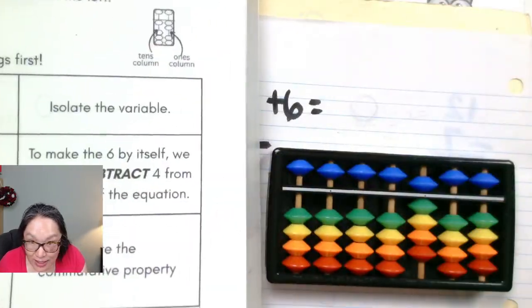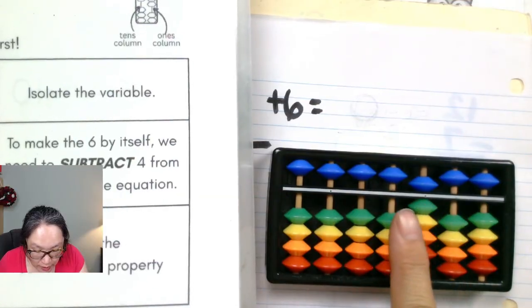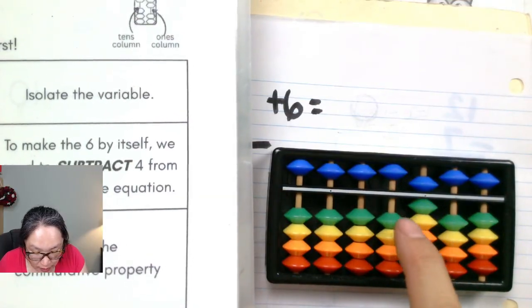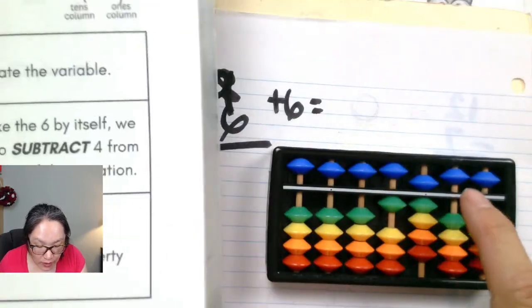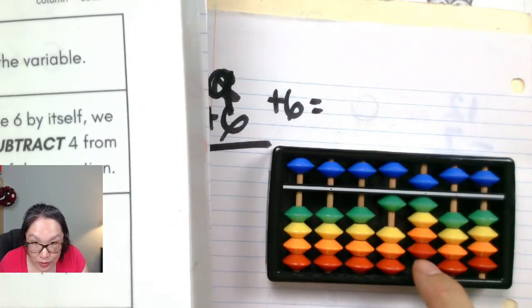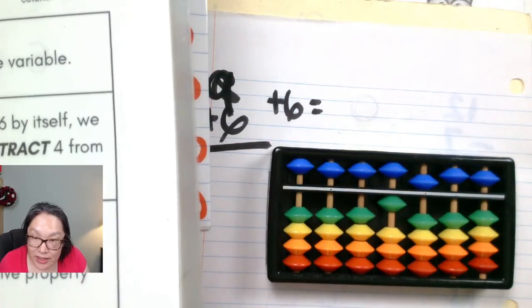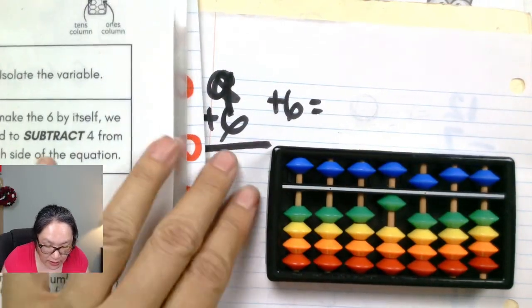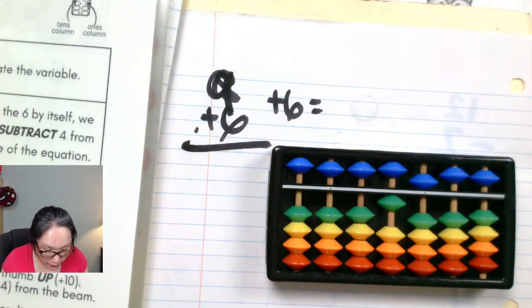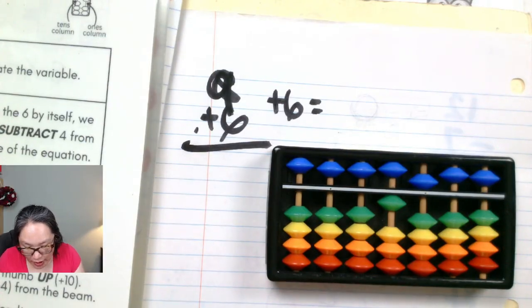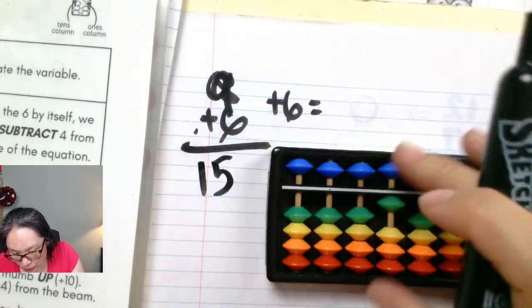We're going to plus the 10. 10 is a 0 and a 1. We're going to add the 10. 0 and 1. 1 and 0. And then we have to take away the 4. When we take away the 4, is there enough beads to take away the 4? Yes, there is. So I'm going to take away the 4. So my final answer is 15.